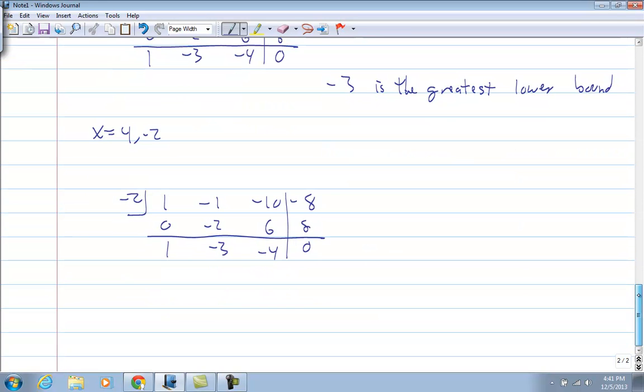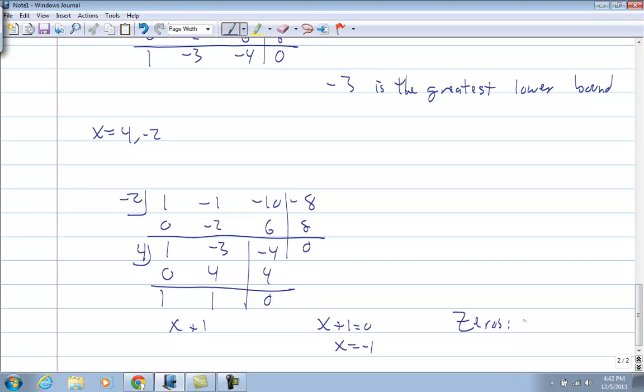Now watch this. I could just take this 4, put it right here into the result. 0, 1, 4, 1, 4, 0. So that means that x plus 1, the coefficient here for x is 1, plus 1 is the last one. X plus 1 equals 0 means x equals negative 1. So the zeros are negative 1, negative 2, and 4. I hope that helps.